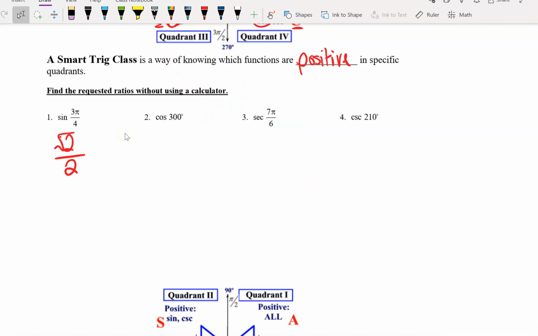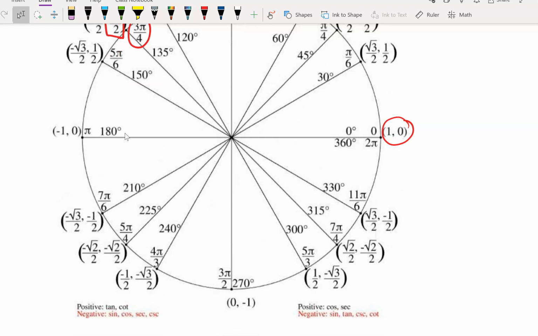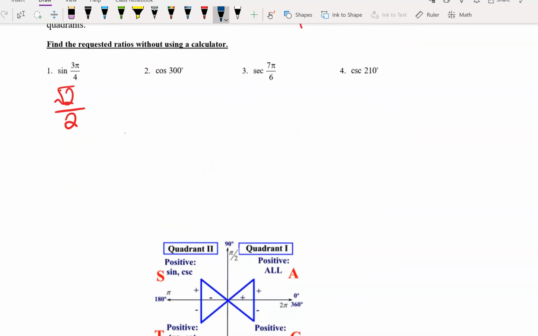All right, so now let's look at cosine of 300. So we'll go back to our unit circle. We'll go to 300 this time. And I believe it was cosine that we're looking at this time. And cosine is your x coordinate. So cosine of 300 is going to be 1/2.